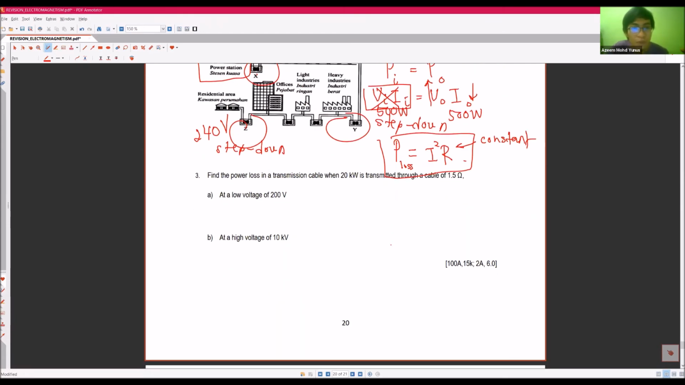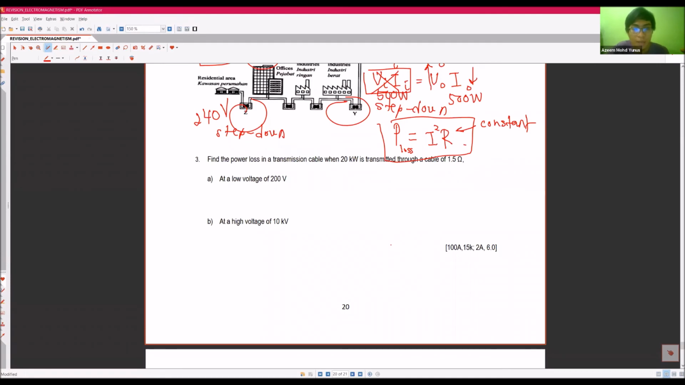So now let's move on to number 3. We are ready to answer our question here. Find the power loss in a transmission cable when 20 kilowatts is transmitted through a cable of 1.5 ohm. So this is power loss, this is power supply. They are different formulas. Power loss is P equals I squared R, power supply is P equals VI. So do not confuse them.